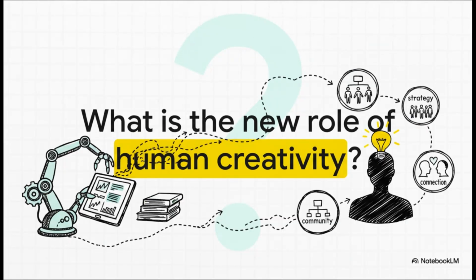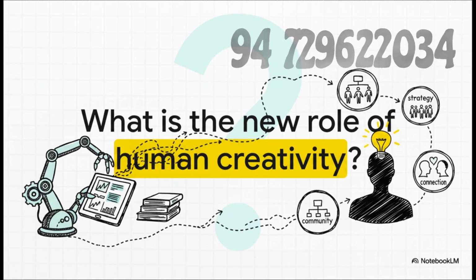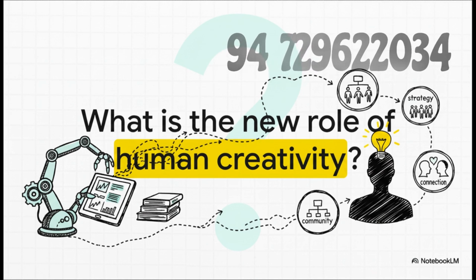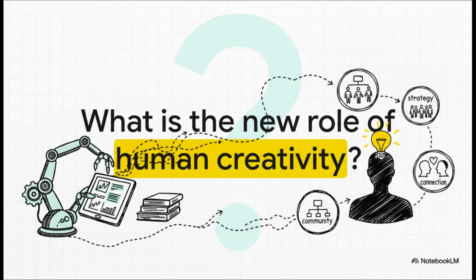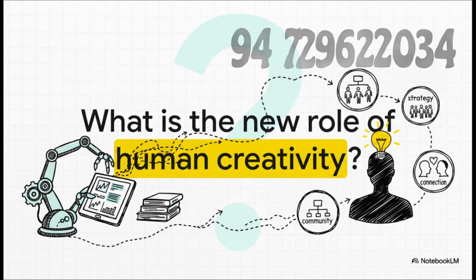And this brings us to the big question, doesn't it? When a machine can handle all the structure, the research, and the first draft, it doesn't really replace the creator. It actually frees them up. So what's our new role in all of this? Maybe it's to focus on the big picture strategy, on building community, on that nuanced human connection that, let's be honest, no machine can ever truly replicate. Definitely something to think about.